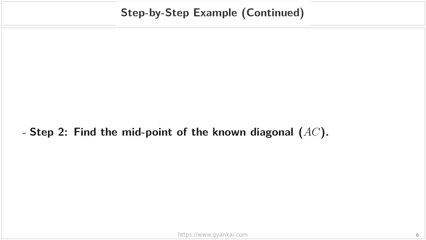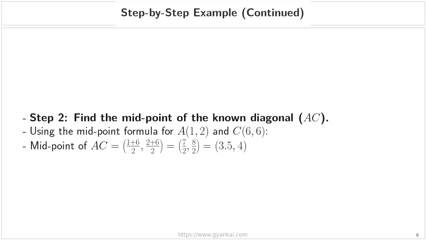Step-by-step example continued. Now that we have identified our diagonals in step 1, remembering that in parallelogram ABCD, the diagonals are the segments AC and BD, we can move on to step 2. Our goal here is to find the midpoint of the diagonal that we actually have all the information for, which is diagonal AC. To do this, we apply the midpoint formula we learned previously to the coordinates of point A, which is (1, 2), and point C, which is (6, 6).